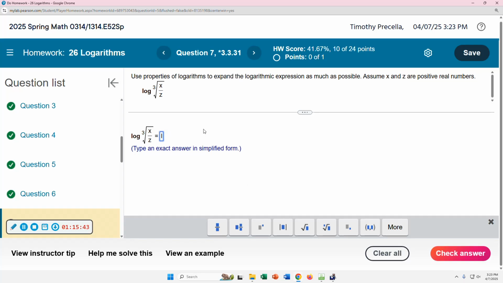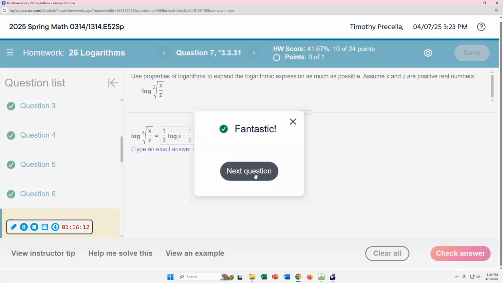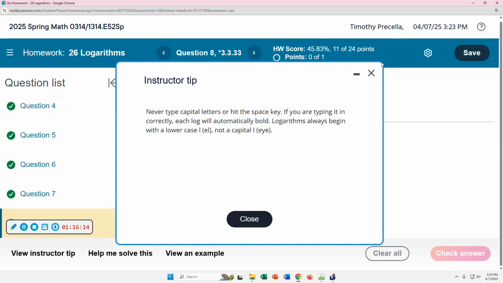Okay, 1/3 log x minus 1/3 log z. Make sure you get out of that denominator. Don't type log right here in the bottom of the fraction. Log, is that a y? A z. Okay.